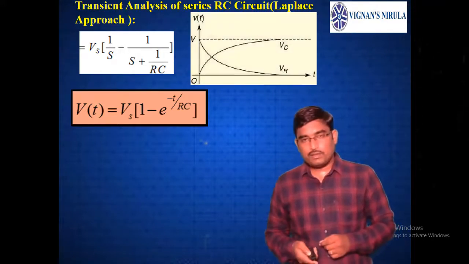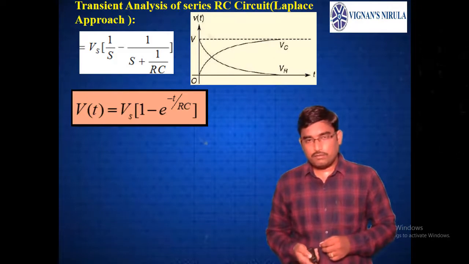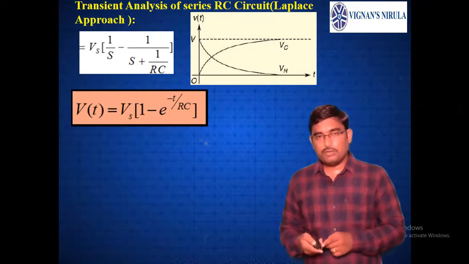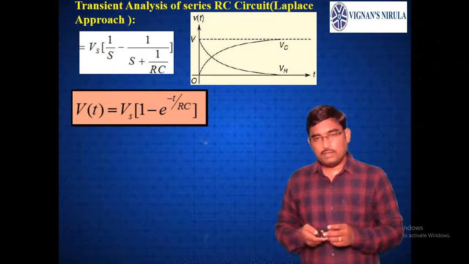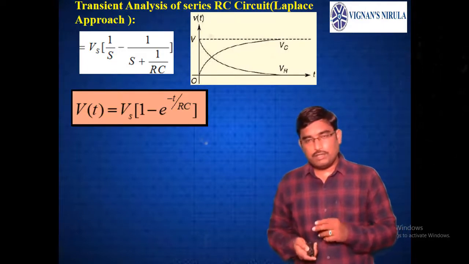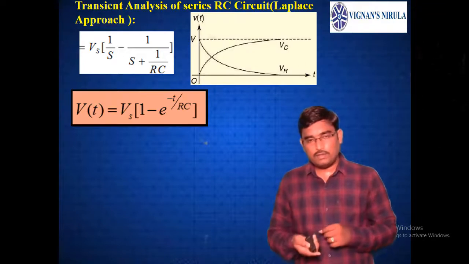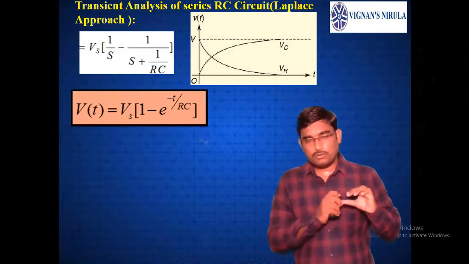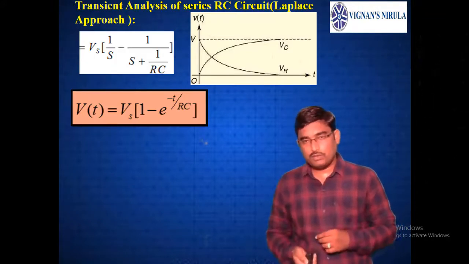If you draw the voltage across the capacitor and the voltage across the resistor, see the equation of voltage across the capacitor. If you put t equals 0, the voltage across the capacitor will be 0. If you put t equals infinity, it will be V. In the analytical point of view also, initially the capacitor acts like a short circuit, that's why the voltage across the capacitor is 0. So Vc is 0. Finally it will act like an open circuit, that means the total supply voltage will appear across the capacitor. So that's why Vc equals V.